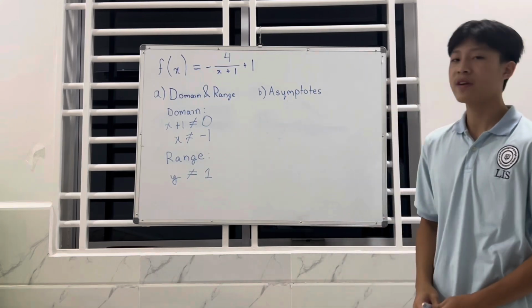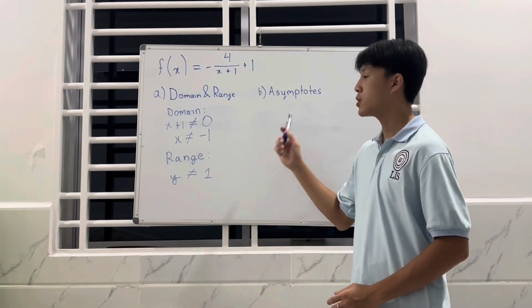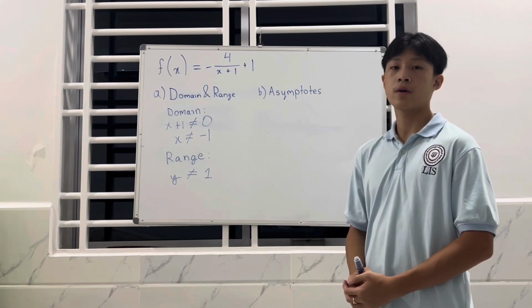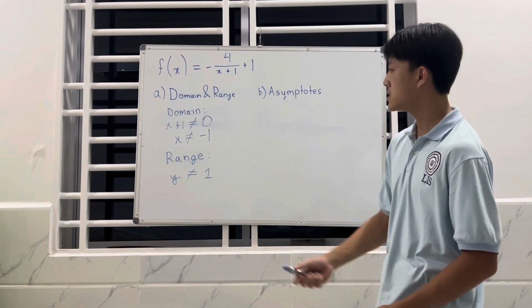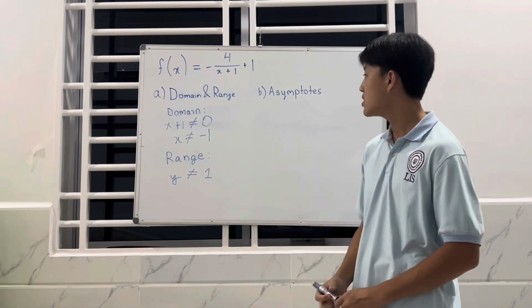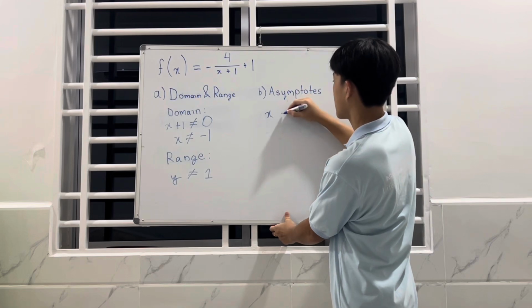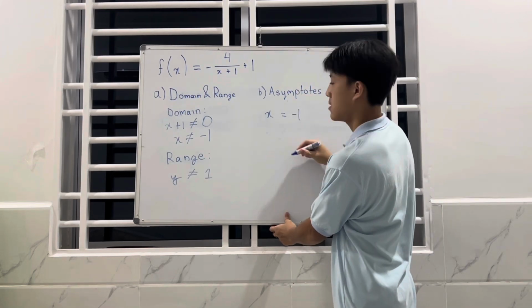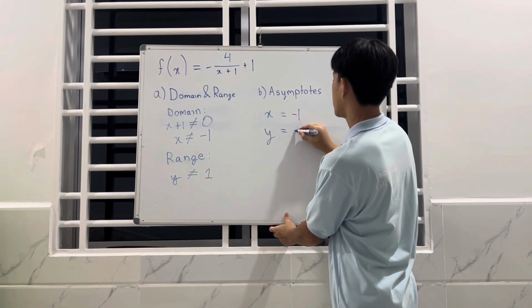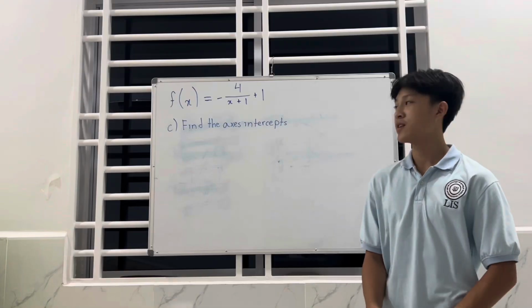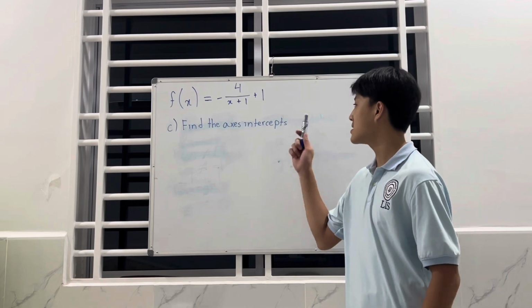And moving on next to find the asymptotes. The asymptotes are basically the lines the graph cannot touch. And since these are the lines that the graph cannot touch, we can put it as the asymptotes are x equals -1 and y equals 1. Easy! So next, we're going to find the axis intercepts.